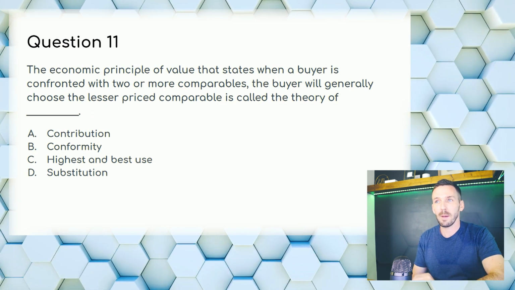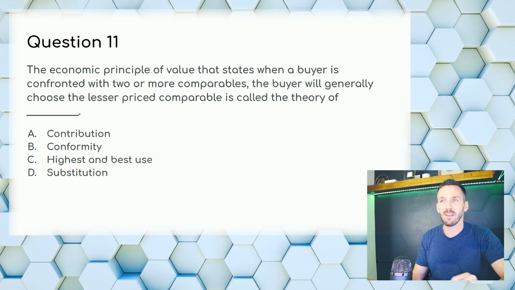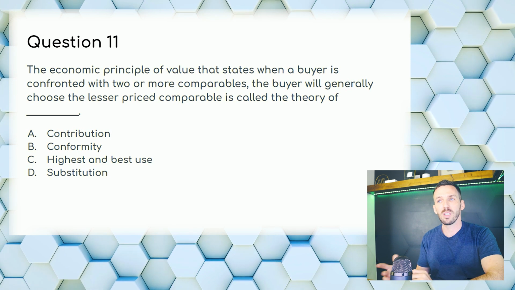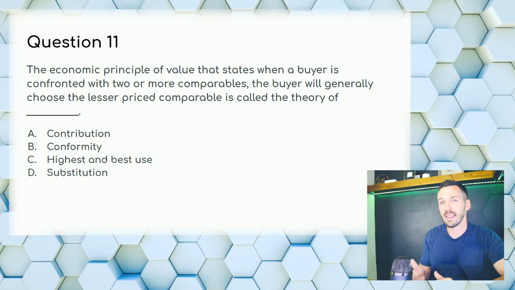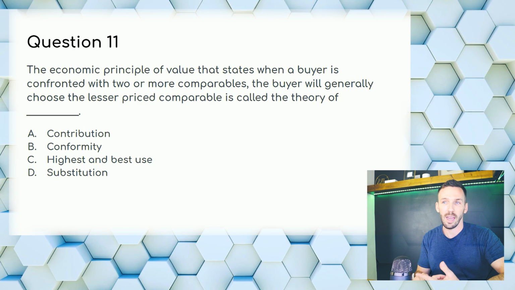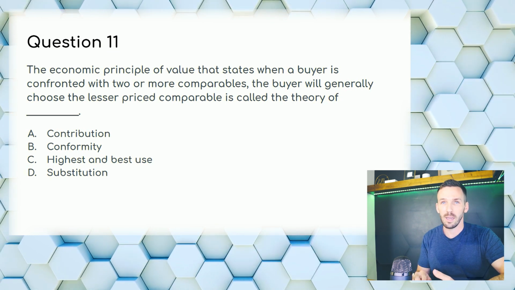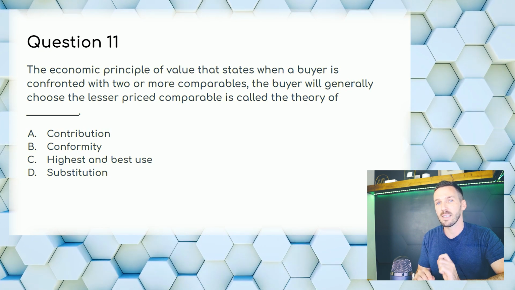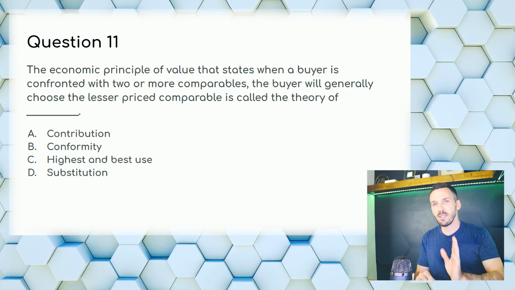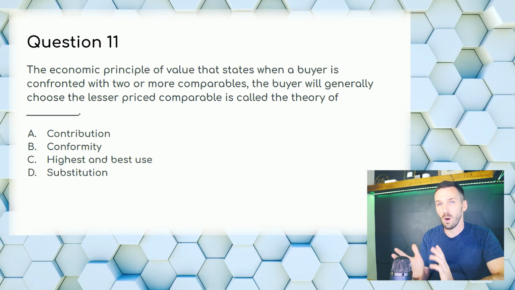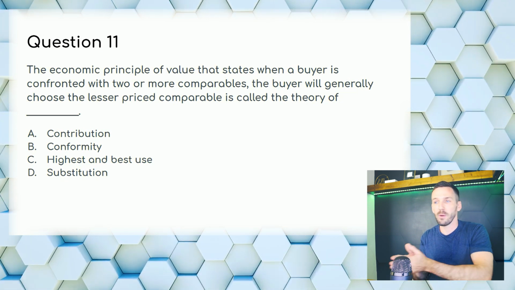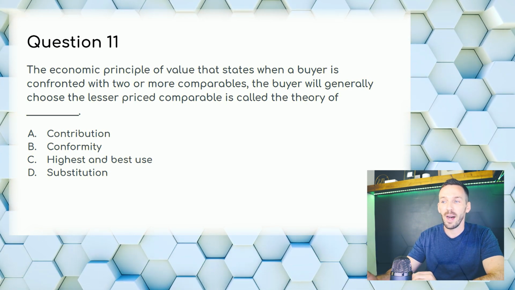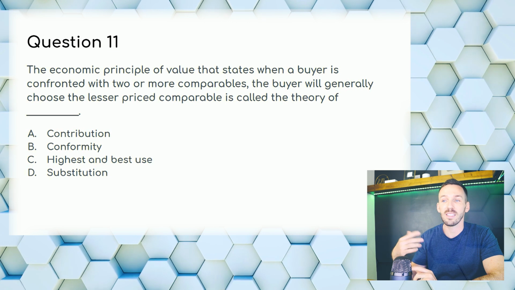Question 11. The economic principle of value that states when a buyer is confronted with 2 or more comparables, the buyer will generally choose the lesser price comparable is called the theory of blank. A, contribution, B, conformity, C, highest and best use, or D, substitution. So if there were 2 gallons of milk at a store, neither are organic, both are whole milk, both are regular, both come from the same cow, which one are you going to buy? The cheaper one. So this is substitution.